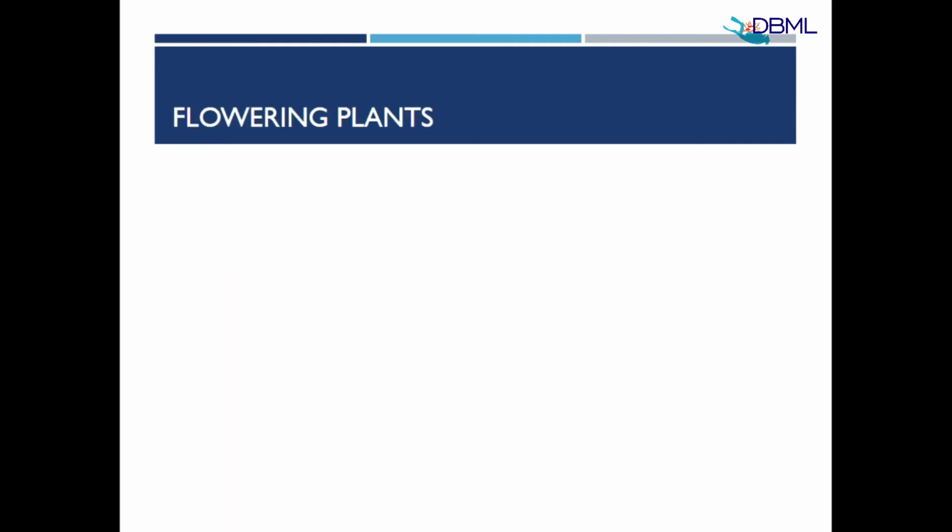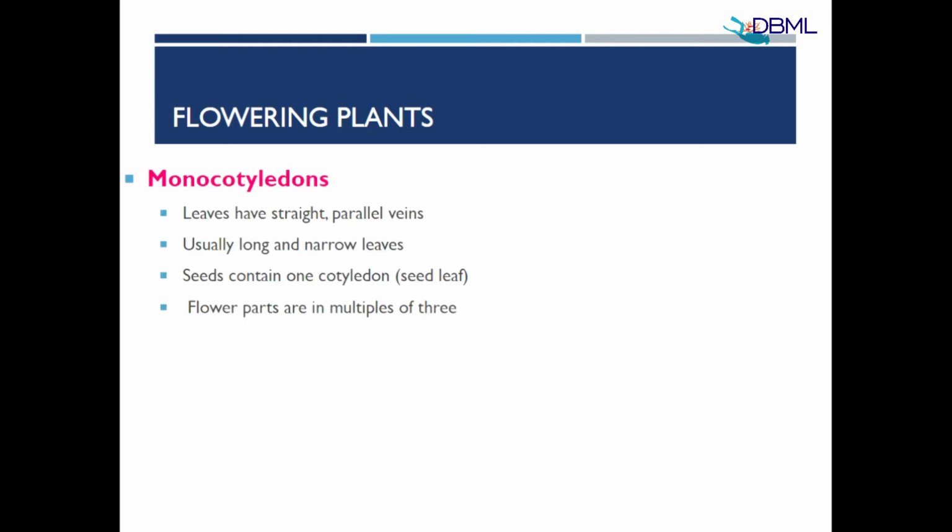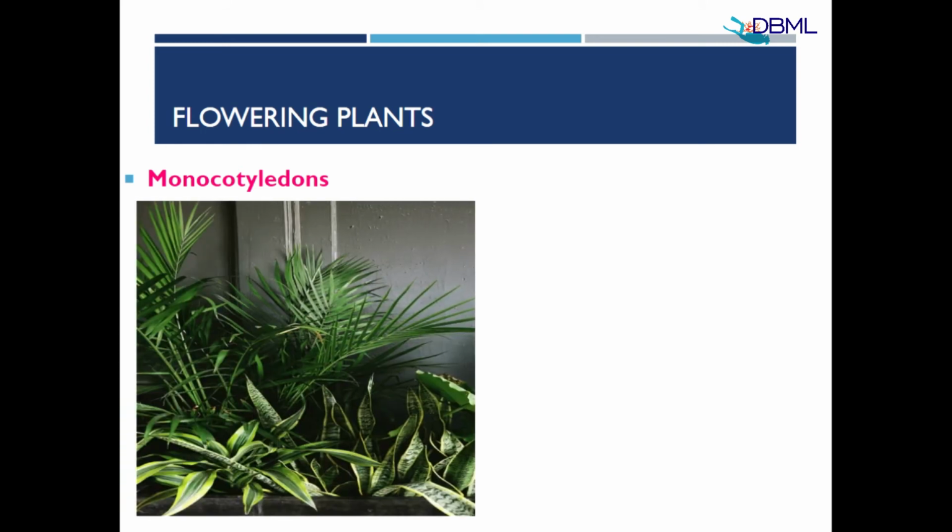So among the flowering plants we have two different sets. We have monocotyledons. Now these usually have straight leaves with parallel veins, so it's easy to identify them, and the leaves are long and narrow. And the seed contains one cotyledon, so when the seed is sprouting, you'll see one single leaf come out after germination. And the flower parts come in multiples of threes. An example of this would be palms and grasses. Many grasses, guinea grass, sugarcane, these are all different types of monocotyledons.